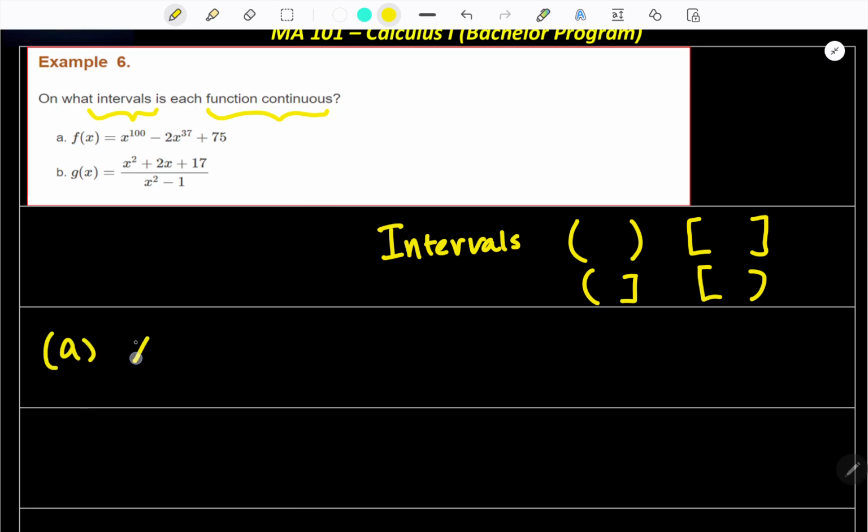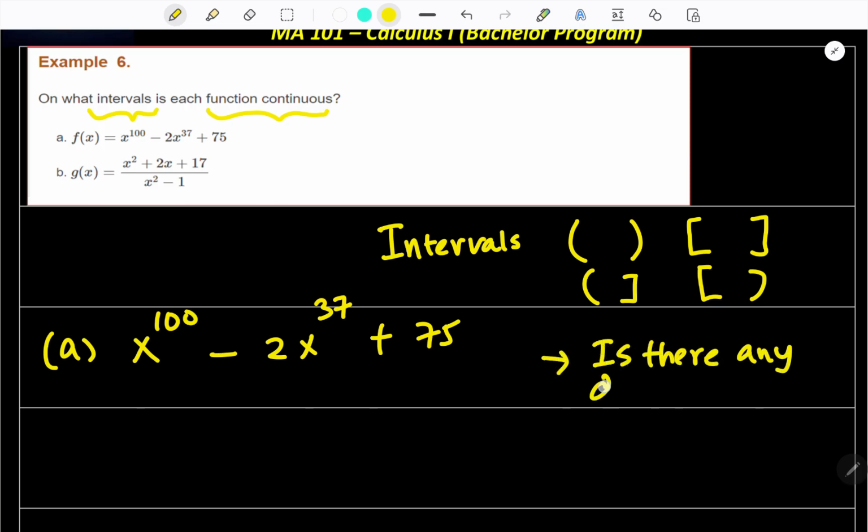What is the first question? A: x to the power of 100 minus 2x to the power of 37 plus 75. Is there any denominator here? Denominator means the bottom part. Is there any denominator here? No. So then what kind of function is it, teacher? I told you, polynomial functions. What do you mean by polynomial functions? Polynomial means the powers are non-negative integers.